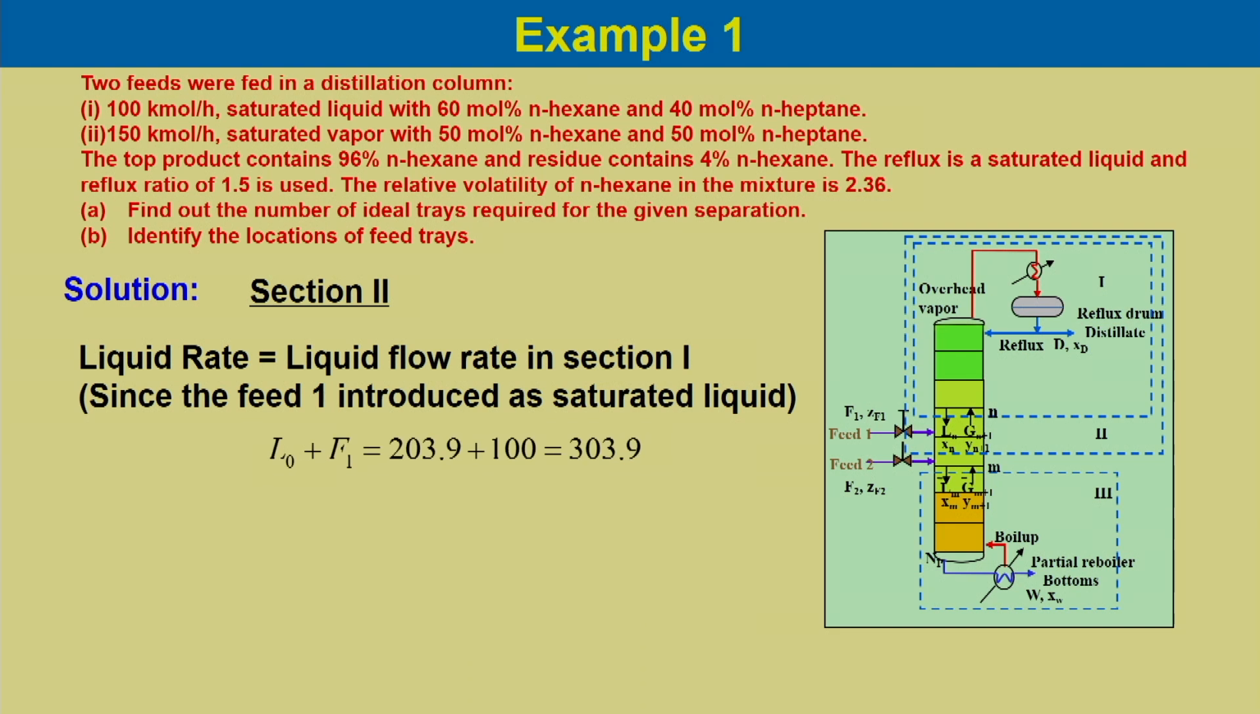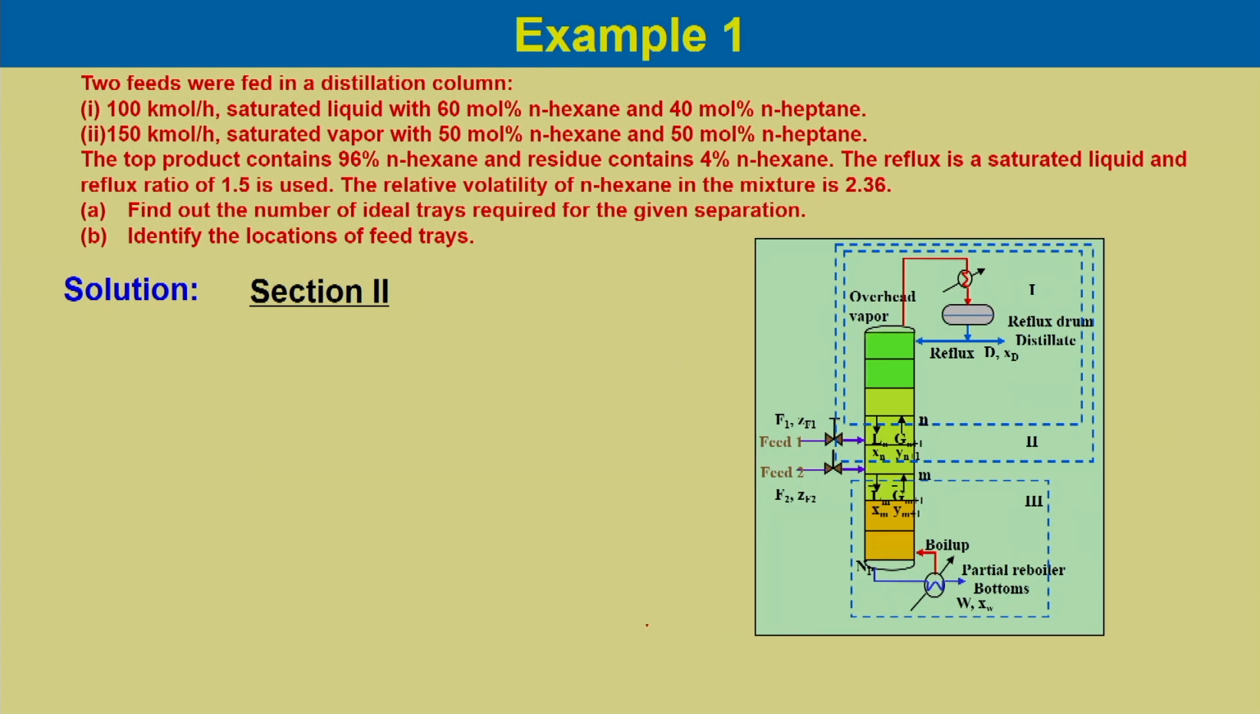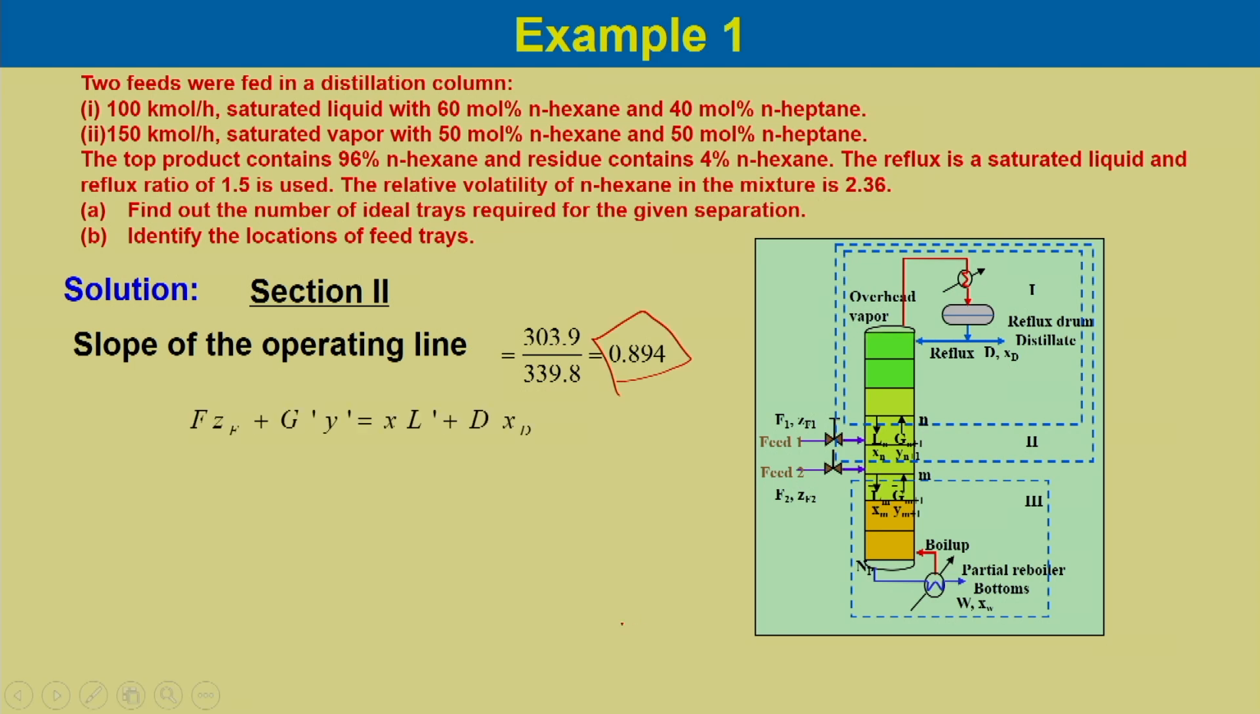So, L naught plus F1 would be equal to 203.9 plus 100, that is the feed which is introduced. So, it is 303.9 and vapor flow is 339.8. So, slope of the operating line would be 0.894 in this section, section 2.